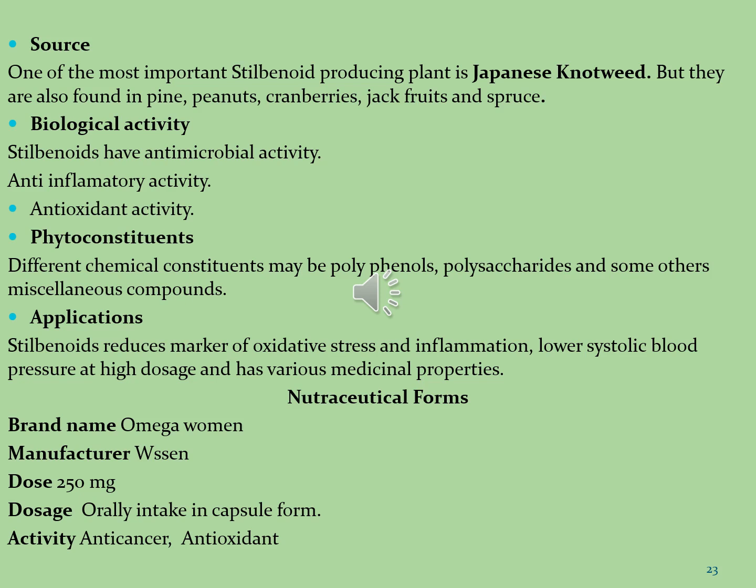Dear students, now we discuss some important pharmaceutical brands that have been launched on the basis of phytoconstituents that fall in the category of stilbenoids. The first brand is Omega Women. It is manufactured by Wesson and we take its dose 50 mg per day. This brand product is formulated in tablet dosage form and capsule dosage form, which are taken orally. It is used as anti-cancer and antioxidant agents.